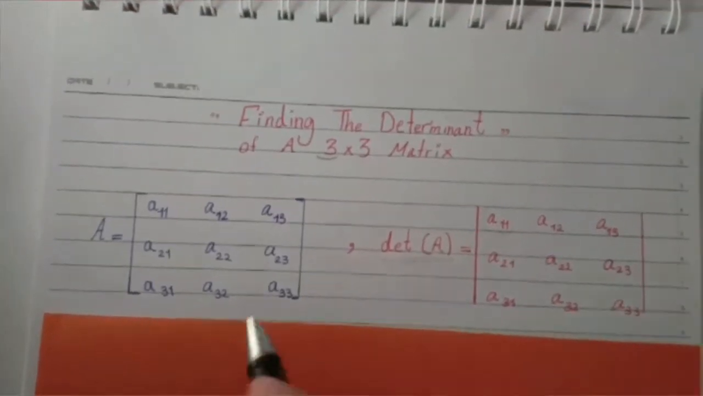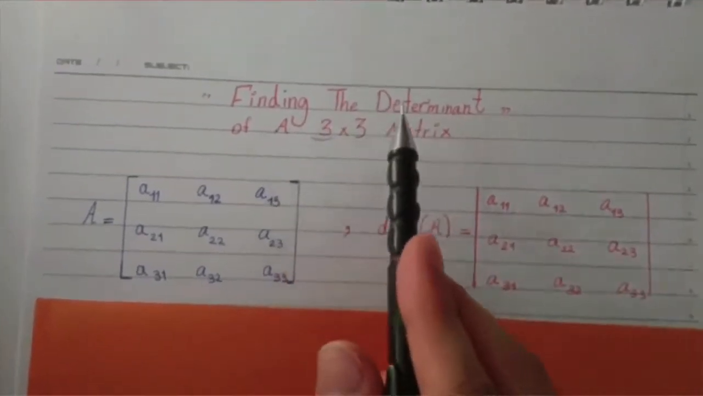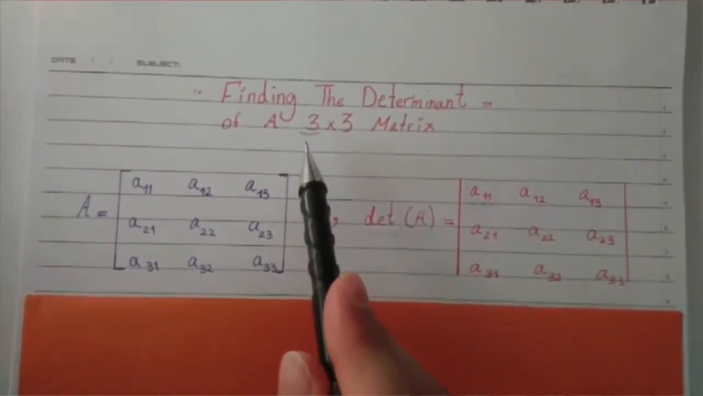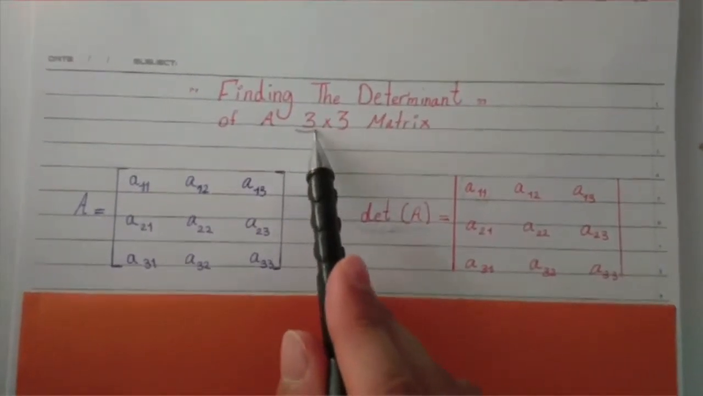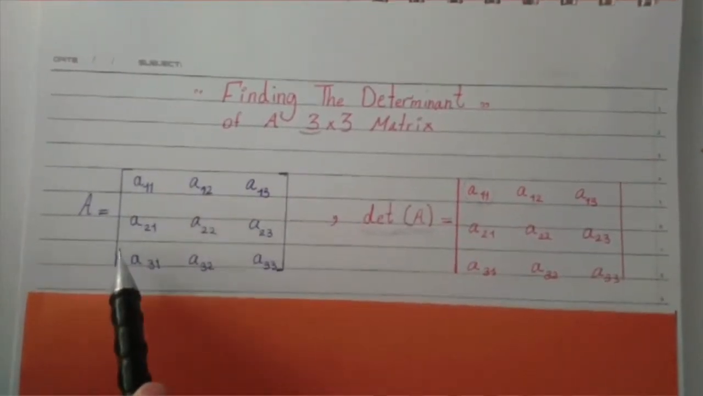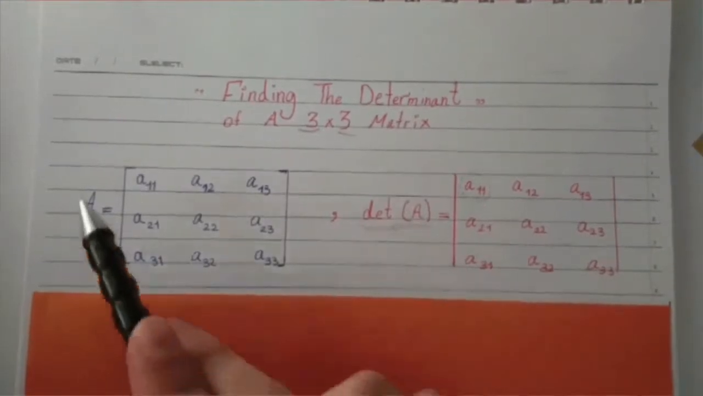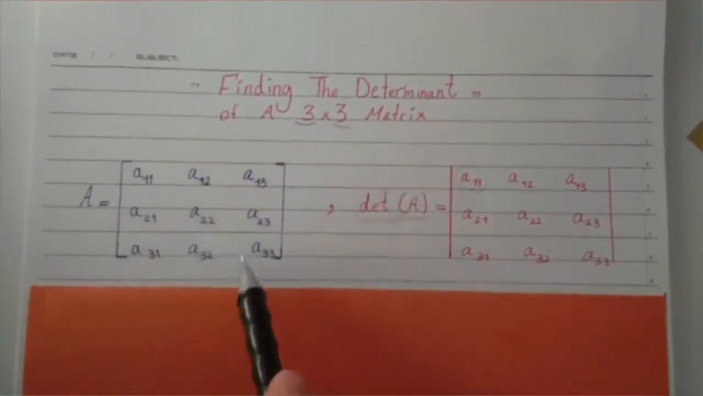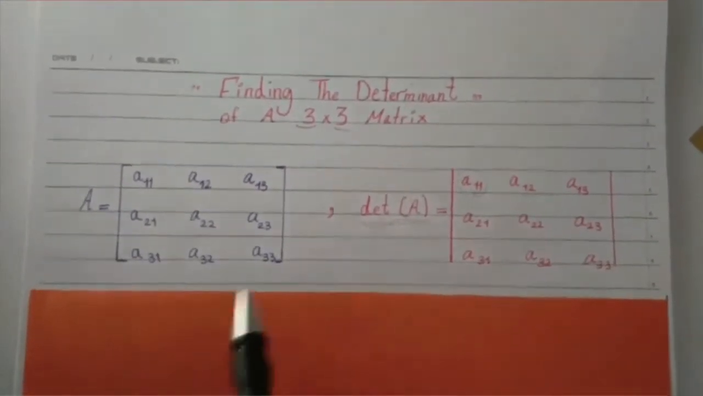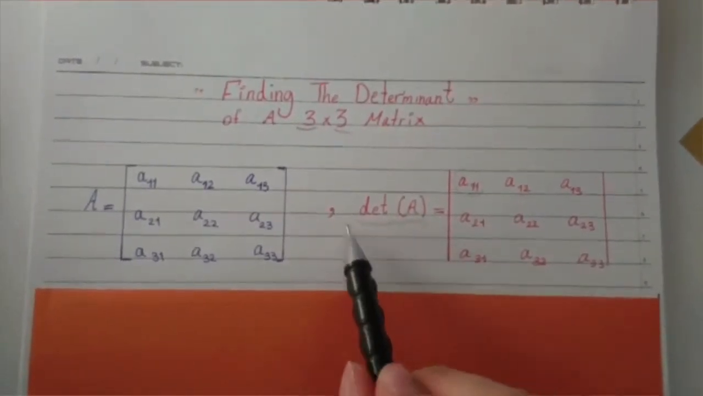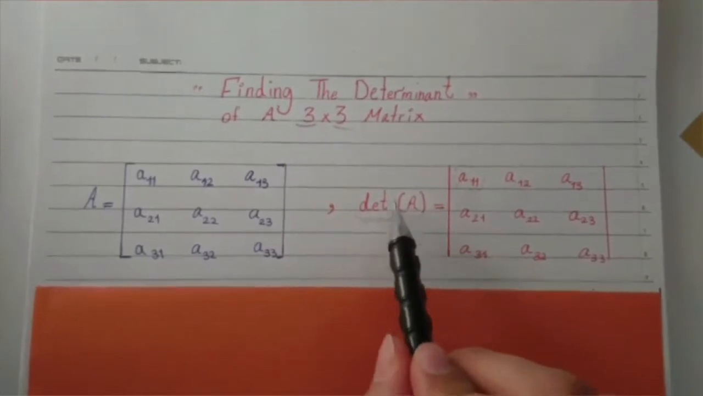Today I am going to talk about how to find the determinant of a 3x3 matrix. 3x3 matrix means that we have 3 rows and 3 columns. And we are going to find the determinant of this matrix. Det of the matrix A means that we are going to find the determinant of the matrix A.